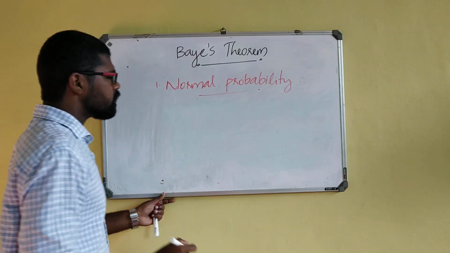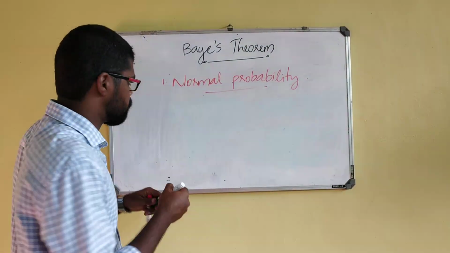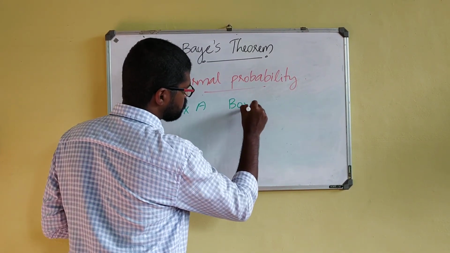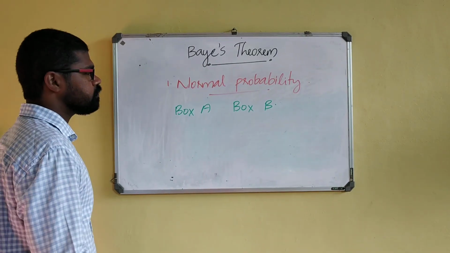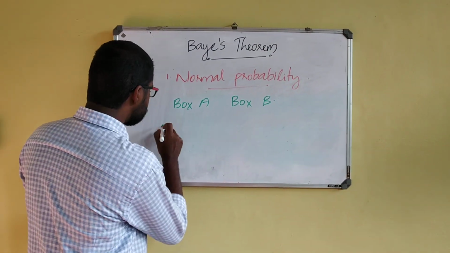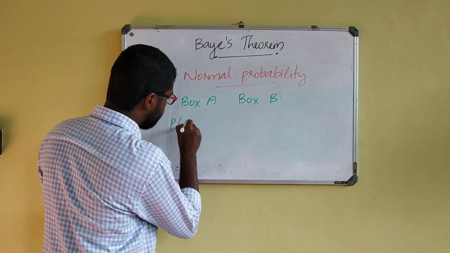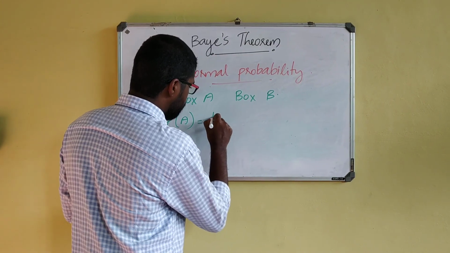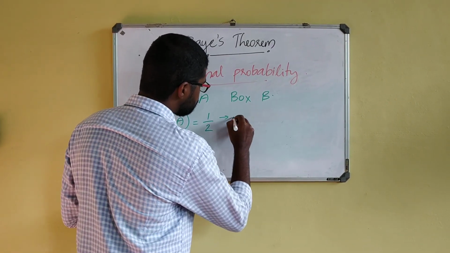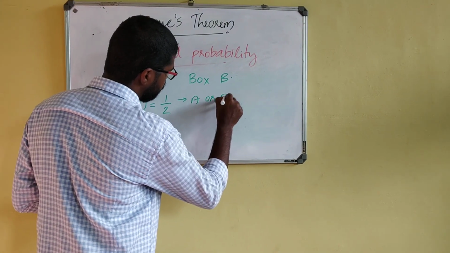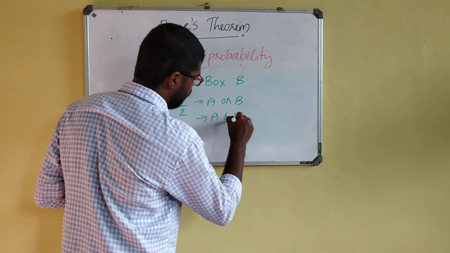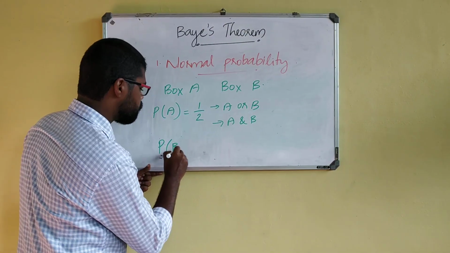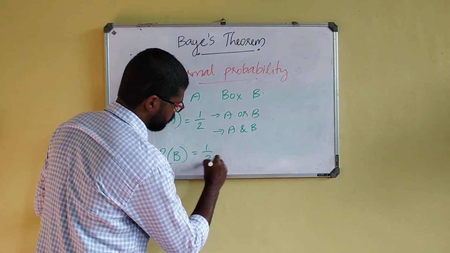Suppose there are two boxes, box A and box B. What is the probability of choosing box A? That is probability of box A. Since there are two boxes, it will be 1 by 2. The 1 denotes A or B and the 2 denotes A and B. And what will be the probability of choosing box B? It also will be 1 by 2.